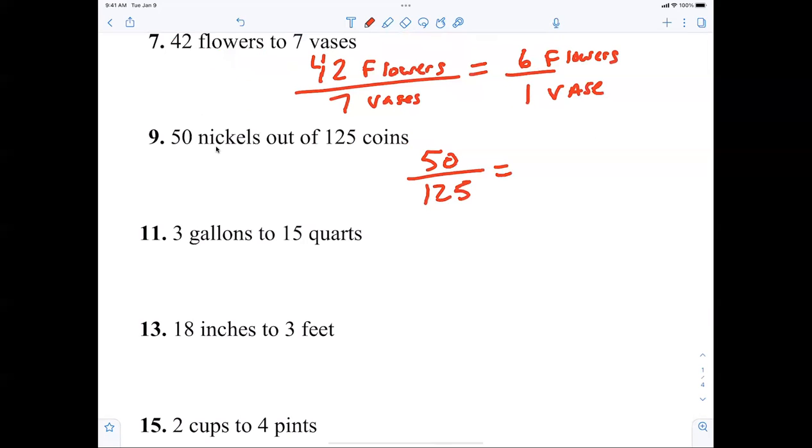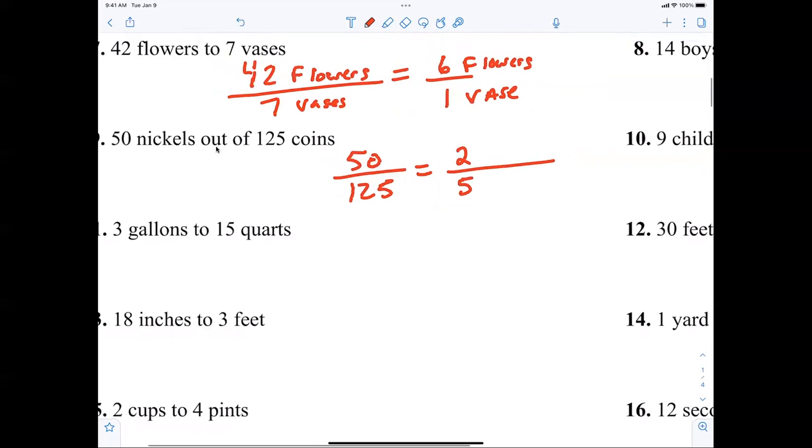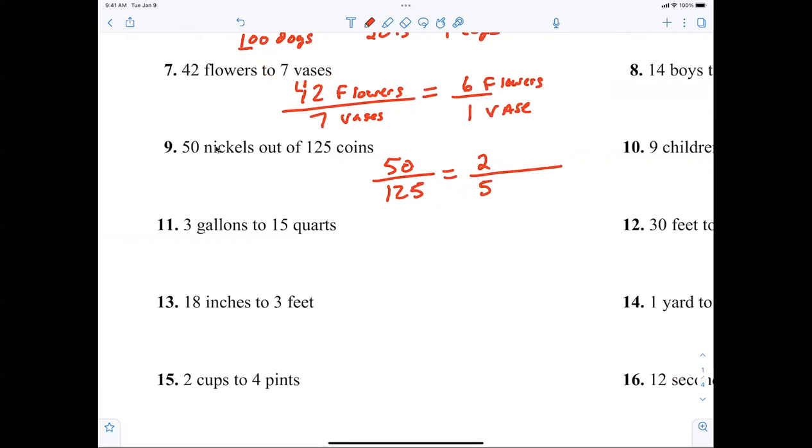And what does that reduce to? Wow, good job. 2/5. Now, if you want to only write it once, I'm totally fine with that. Let's reduce the fraction and then write the words. But I wanted to make it a point. So 2 nickels for every what? 5 coins. There we have it. Number 11.